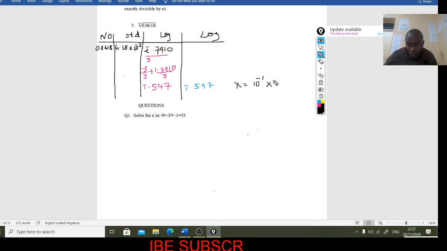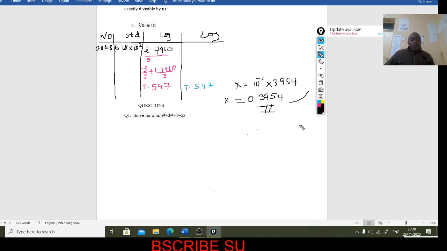3.954. It gives you 3.954, so that means times 10 power negative 1. So negative 1, you move one step behind, it gives you x as 0.3954. It gives you that as the value of x.